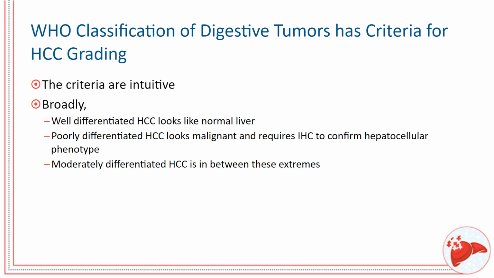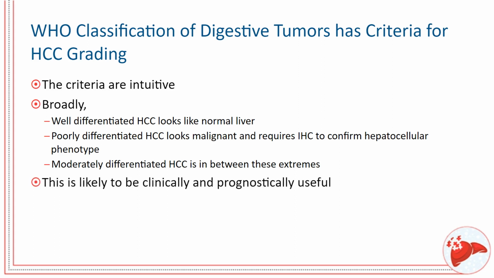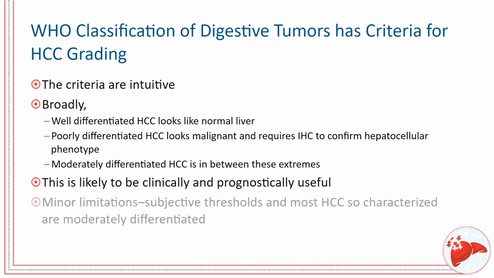I think that grading system is helpful, and even in our own practice, working with my colleagues in research projects, we have shown that it is prognostically valid, with poorly differentiated tumors doing worse than moderately and well-differentiated tumors. So I think this system proposed by the WHO in the most recent 5th edition is clinically and prognostically useful. There are a couple limitations, though, that I want to point out, because I think that these will be helpful in your practice.